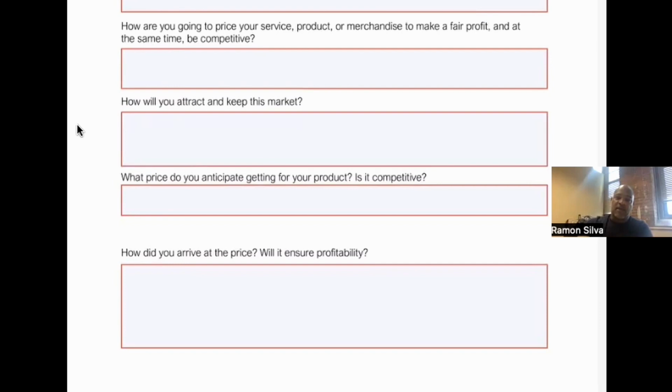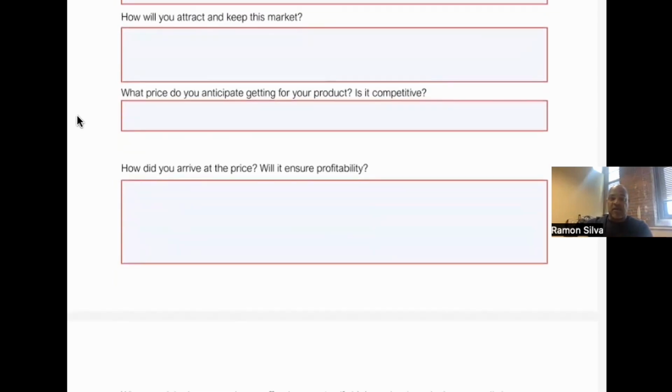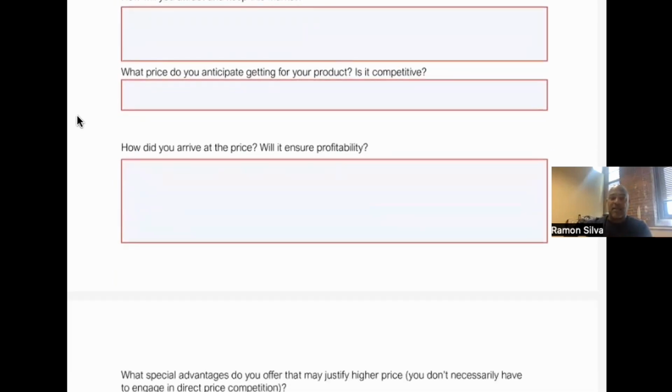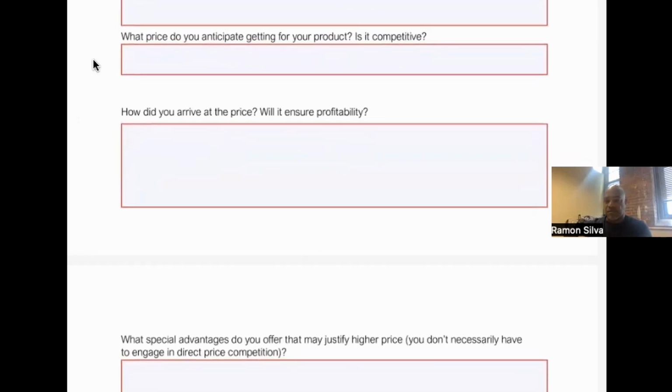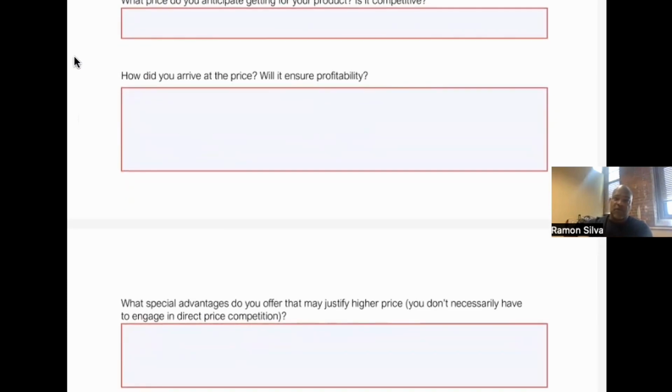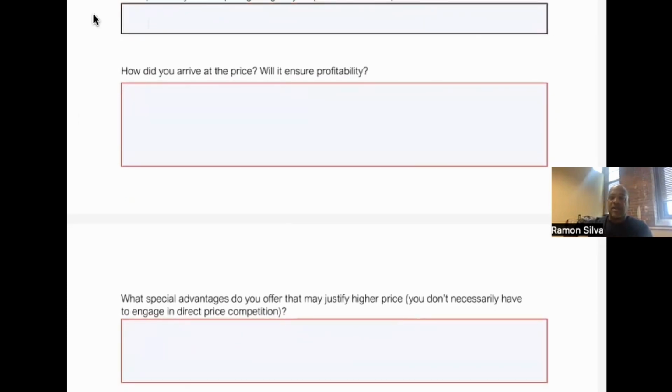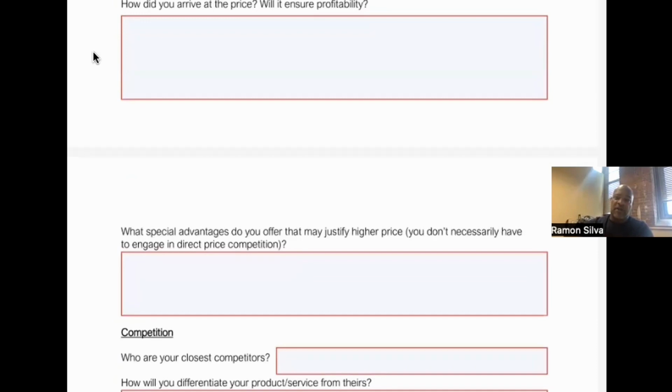How will you attract and keep your market? Should be some type of marketing plan that you may have. And then how are you going to attract repeat customers? And then what price are you charging for your product or service, and how does that relate to the rest of what's being charged in the market? How did you arrive at that price?